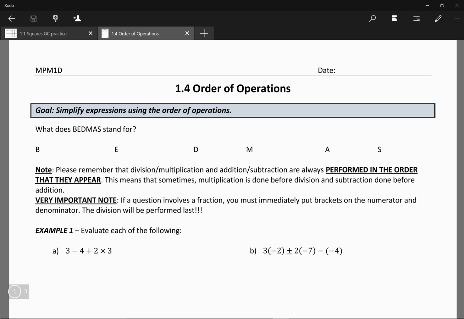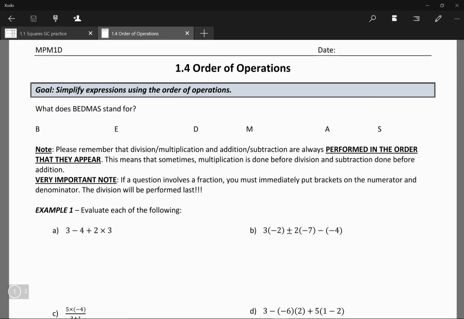1.4, order of operations. So the goal here is to simplify expressions using the order of operations. The order of operations has a nice little acronym, and it's called BEDMAS. I'm going to write here what BEDMAS stands for. BEDMAS stands for the order in which we conduct our operations. So we first work on B, which is the brackets.